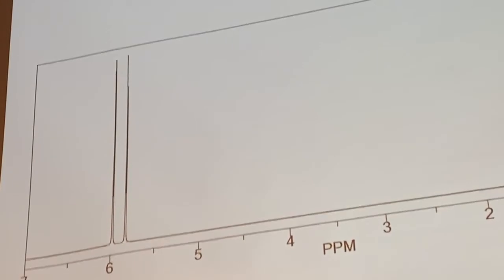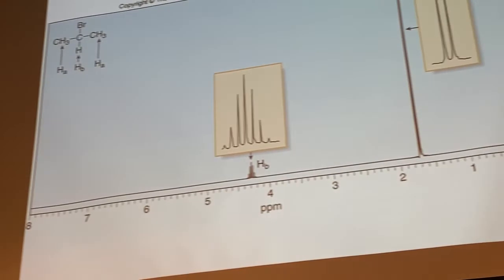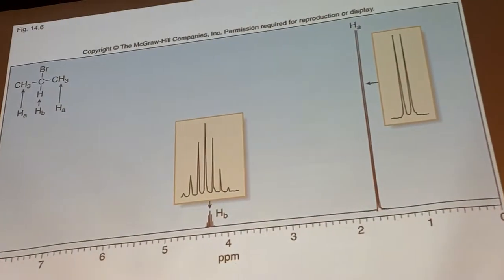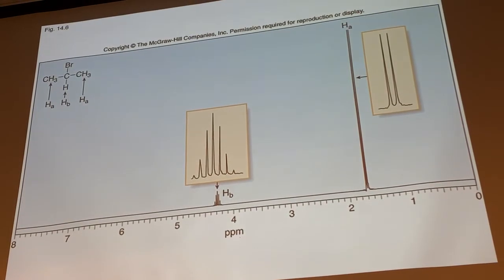So here's another molecule similar to the one we showed you previously. This is isopropyl bromide with our septet and doublet pattern. So here, HB has 6 neighbors that are equivalent to each other. Each of these methyl groups is equivalent to each other. And so following the n+1 rule, we get a septet for HB.